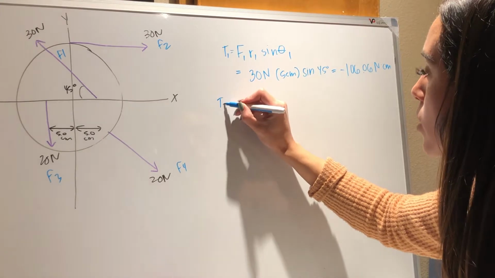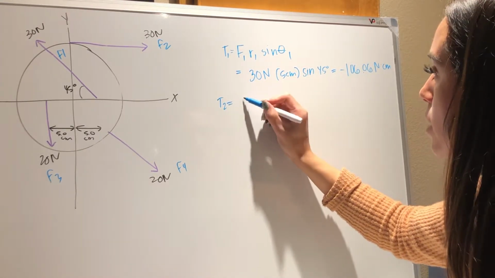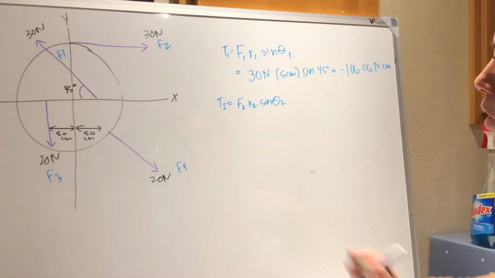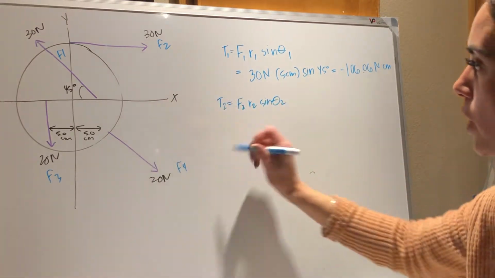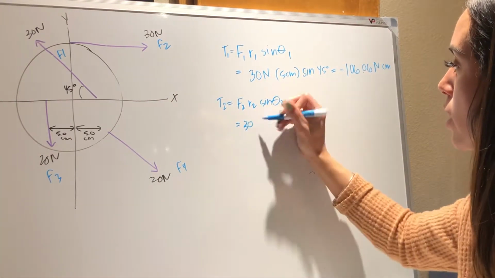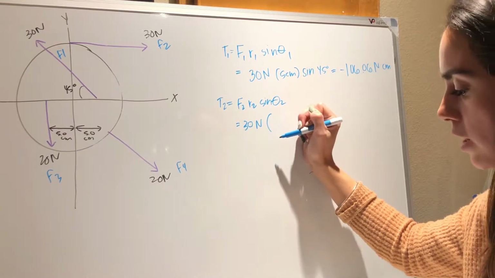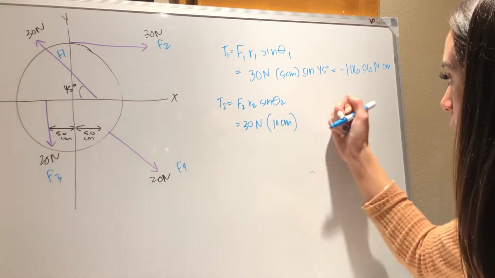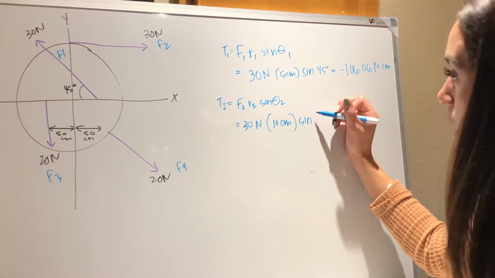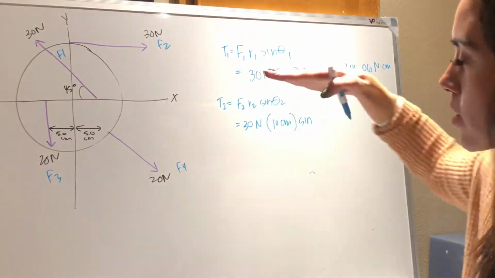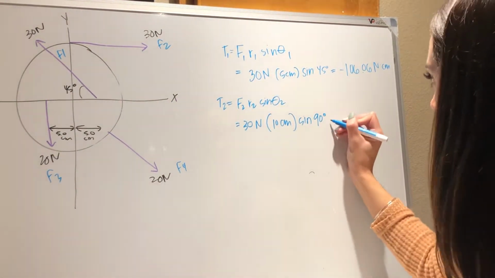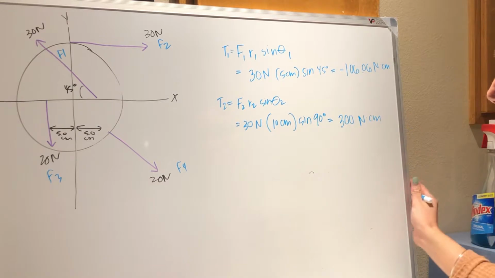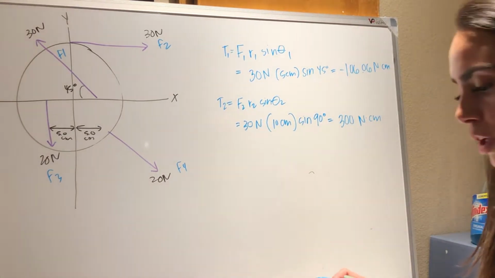So we'll just do it for the second one. So the torque of the second is going to be the force of 2 times the radius of 2 times the sine angle. So for number 2, it's right here. The force is going to be 30 newtons, and the radius of this one is going to be 10 centimeters, and it's going to be sine times the angle, and you can tell this is 90 degrees because it's straight that way, so the angle of 90 degrees. That's equal to 300 newtons times centimeters.